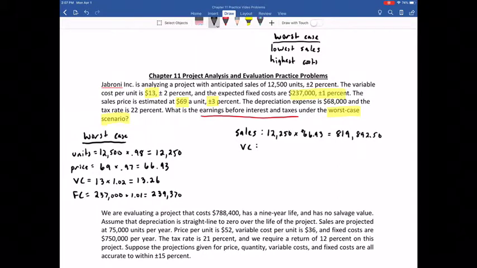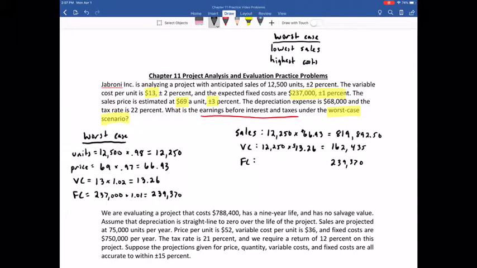Then let's go ahead and calculate the variable costs. Variable costs on the 12,250 units that I'm selling in this worst case scenario, multiplying that by the highest variable cost I calculated earlier, which would be $13.26. My variable cost under this worst case scenario would be $162,435. Then I've already calculated what the fixed cost would be underneath this worst case scenario, and that was the $239,370. So the 1% increase from the base case values that they provided.